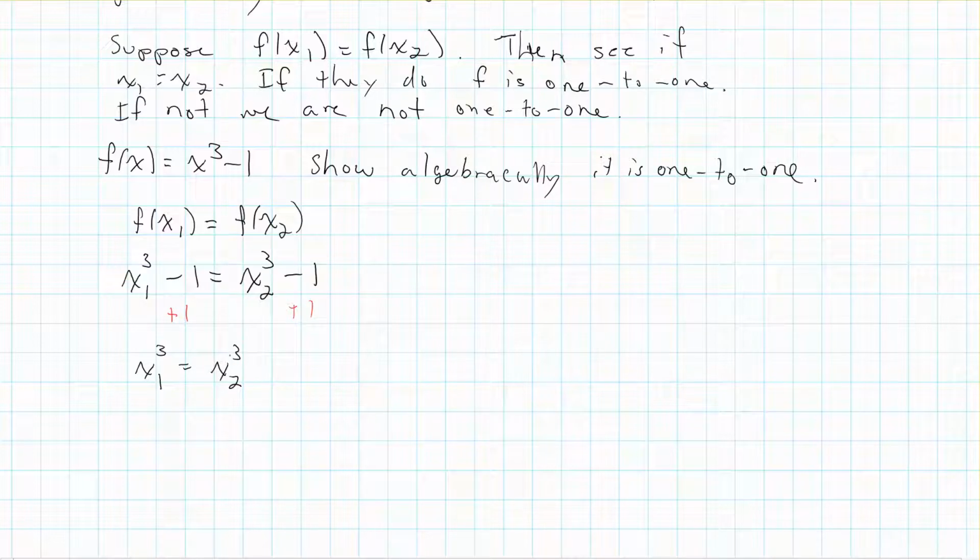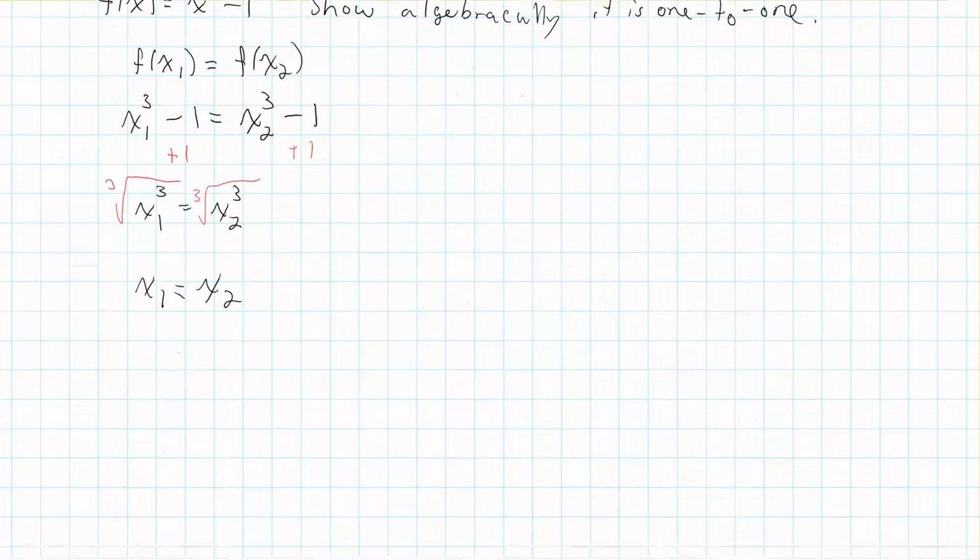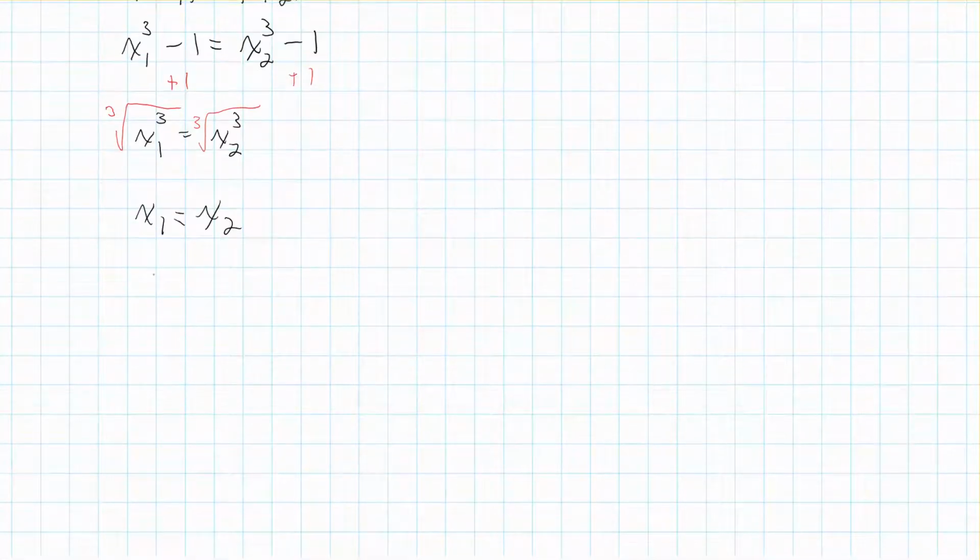Now we take the cube root of both sides. Now we have to ask ourselves, when you take the cube root of both sides, do I have to worry about positive and negatives? And the answer is no. Remember, the cube root, odd roots, you don't worry about positive or negatives. And so cube root of both sides would just give me x1 equals x2. So it's 1-to-1, because I get x1 equals x2.